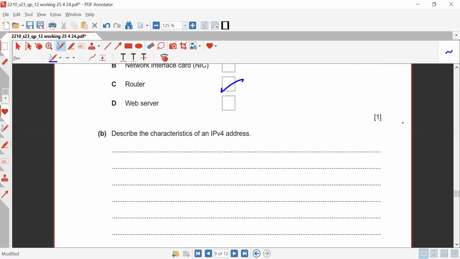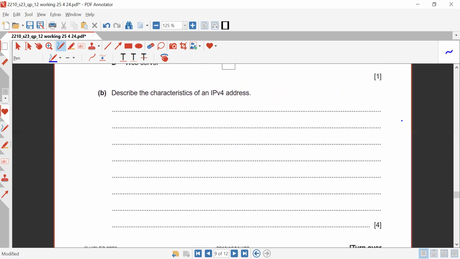Okay, now they are saying for part B, give the characteristics of an IPv4. So IPv4 is actually in a binary format. It is of 32 bits and ranging from 0 till 255. It has four sets. It might be static or it might be dynamic, and it is utilized to identify a web page or a website uniquely. So you may write it down.